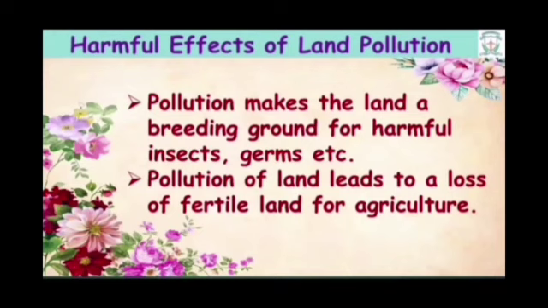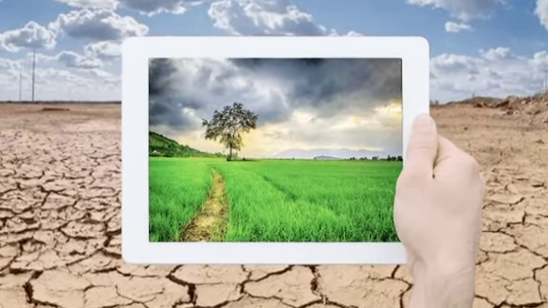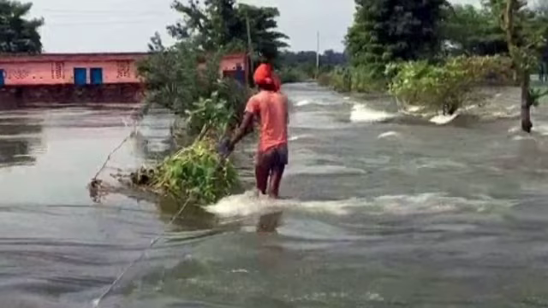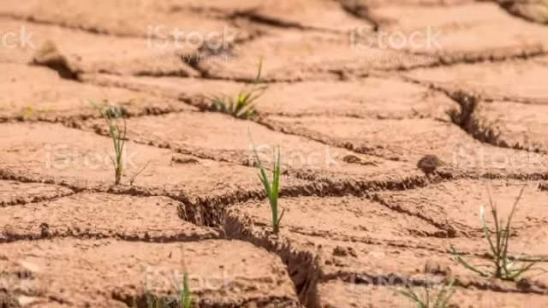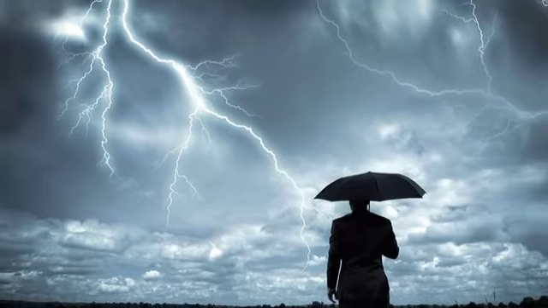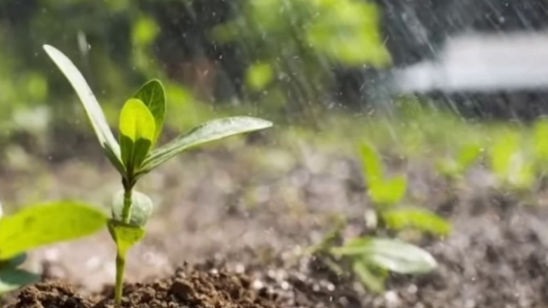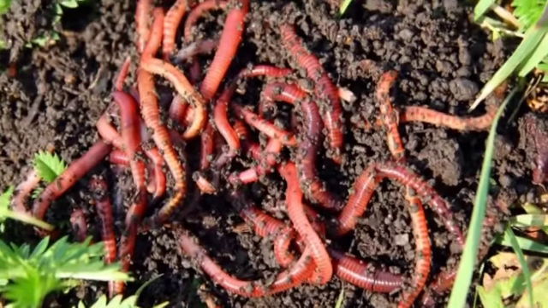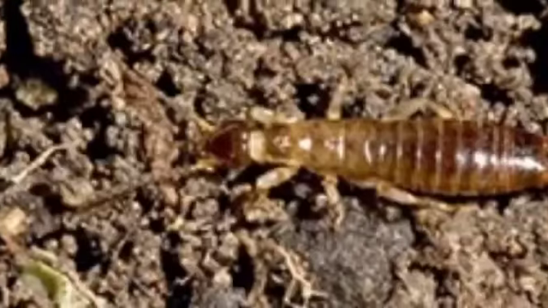Harmful effects of land pollution. Pollution makes the land a breeding ground for harmful insects, germs, etc. Pollution of land leads to a loss of fertile land for agriculture. Climate change, which causes disastrous problems like flash floods and irregular rainfalls, and weather changes. Useful microorganisms, worms, insects present in the soil are killed.